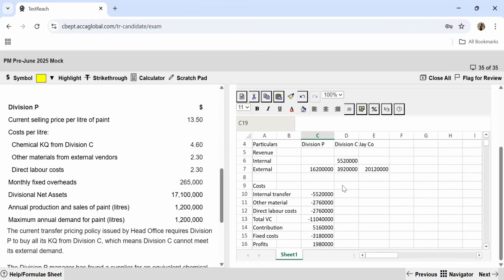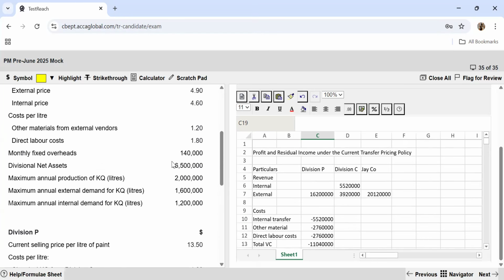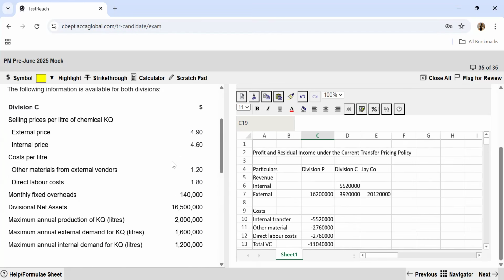Now let's do the same working for division C also. Division C did not have any internal transfers, so we will only take the total of the costs. So other material that they incur is 1.2. In total, they are manufacturing 2 million units. So that means this is what their cost is going to look like.